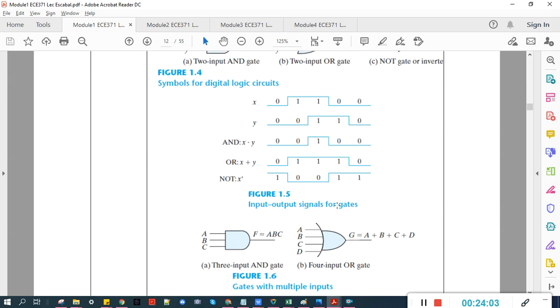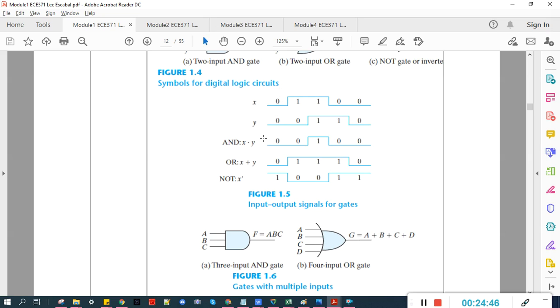Then input and output signals for gates. This is an example showing the output signals for the gates. The inputs are X and Y, so these are the output of the AND gate with these inputs, the output of the OR gate given the inputs X and Y, and the output of the inverter given the inputs X and Y. So if both are 0, for the AND, it's 0.